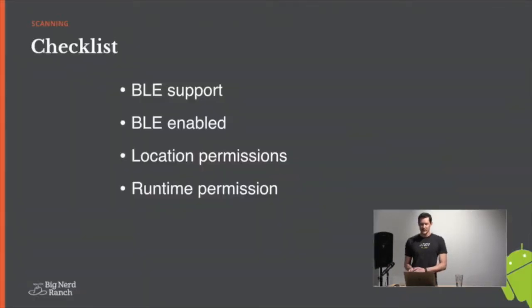You have your basic checklist of Bluetooth support. You have to have Bluetooth enabled, and you have to have your runtime permissions, along with location being one of the ones you ask for. In my experience, Bluetooth is very, very fickle. If one of these checks fails at pretty much any point, just go ahead and stop. Just restart everything, because it can get into these weird states.